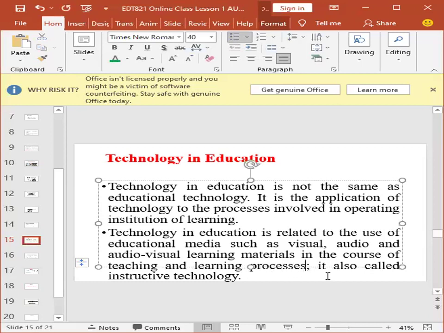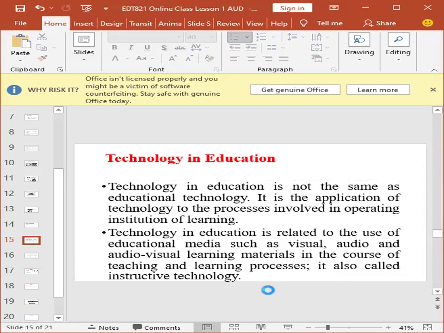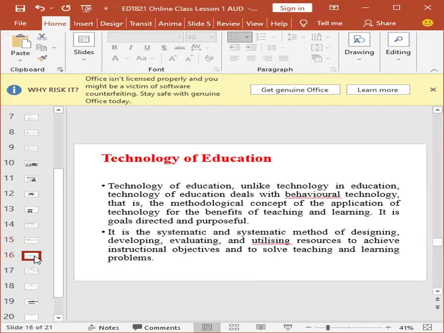It's also called instructive technology. Technology of education, unlike technology in education, deals with behavioral technology. This one deals with behavioral technology. Technology of education is that of a science, that is an engineering technology.